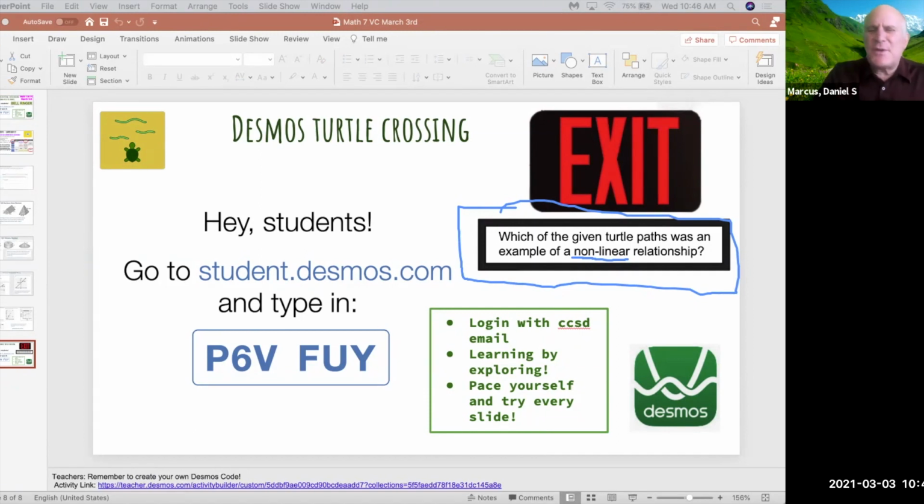Okay, for those of you that are still there, it was the one where he went like this, then you had a circle, and it went like this, and the turtle split in half. That was an example of a non-linear relationship.